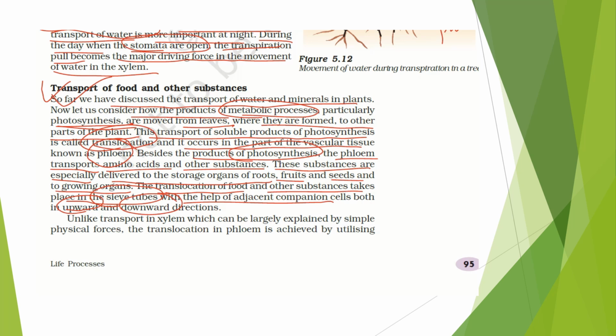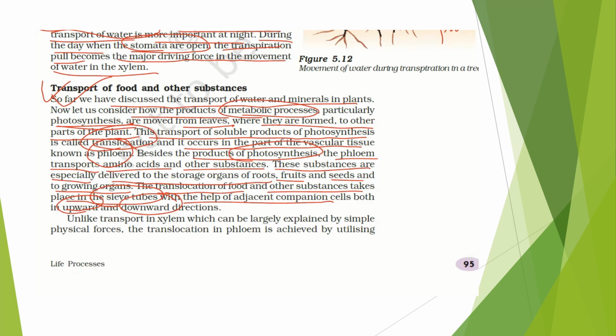So what is happening here? These substances are delivered to the storage organs of roots, to the fruits, to the seeds and the growing organs, right? So the translocation of food and other substances takes place in the sieve tubes. When you studied tissues in the previous class, in 9th standard, I think you know what sieve tubes are. With the adjacent companion cells, which are near the sieve tubes, they move in both upward and downward directions.